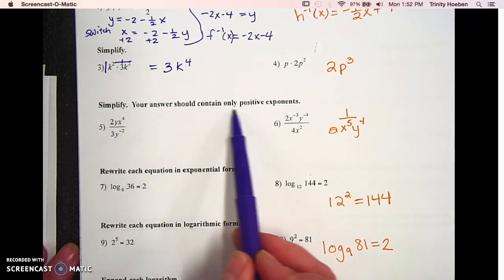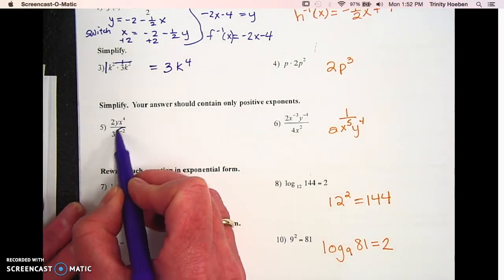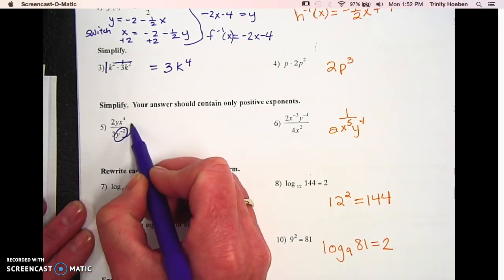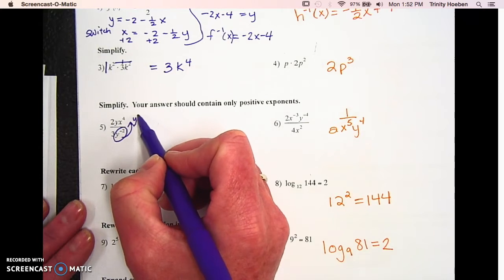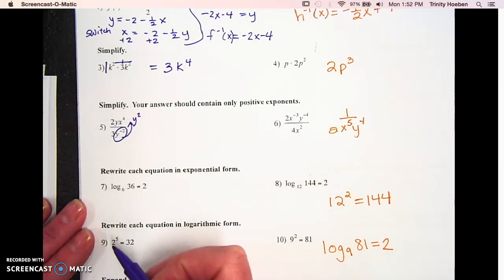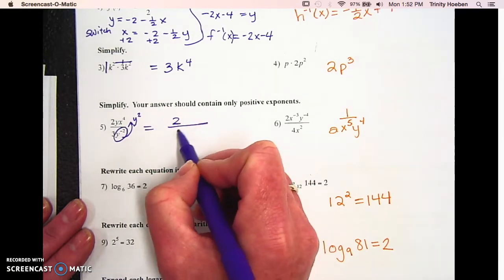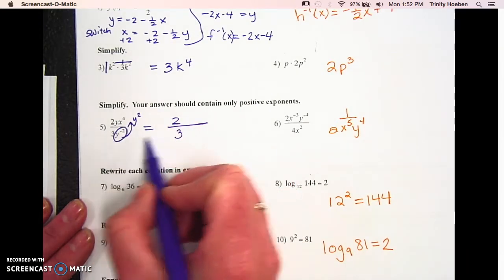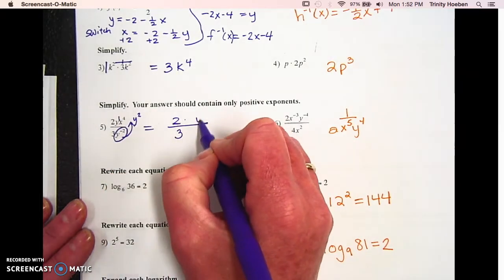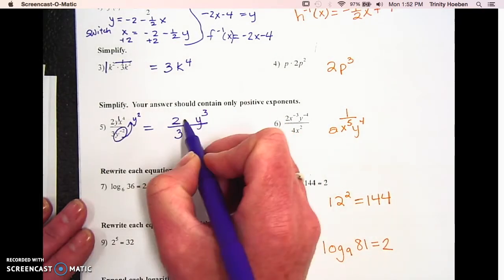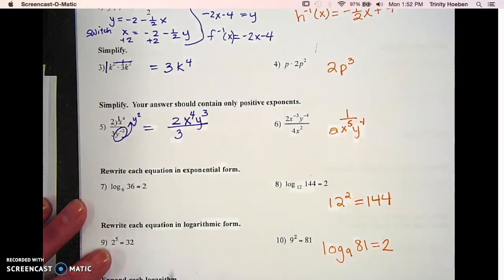Number 5. Your answer should contain only positive exponents. So right now there's a negative exponent in the denominator. So I'm going to move that y squared up to the numerator, or the y to the -2nd up to the numerator, and make it positive y squared. That's going to leave me with 2/3. Y to the 1st and y to the 2nd is going to get us y to the 3rd. There's an x to the 4th. And then the only thing left in the denominator is 3.